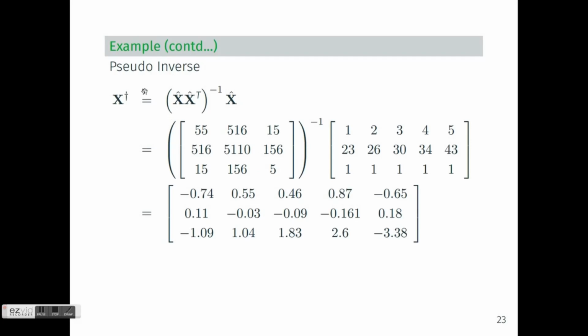So here is how we get the pseudo inverse. I have used the dagger sign to represent the pseudo inverse. The pseudo inverse is X hat times X hat transpose, take the inverse and multiply it with X hat. You can do the calculation for the resulting pseudo inverse matrix, and this is the pseudo inverse. Now if you multiply this matrix with your data matrix, the result will be an identity matrix.